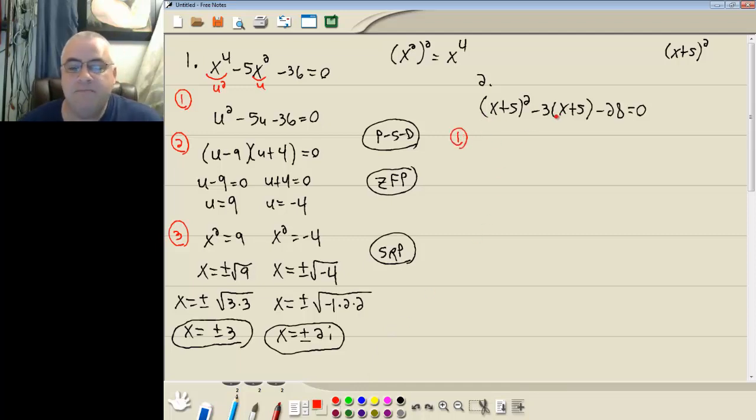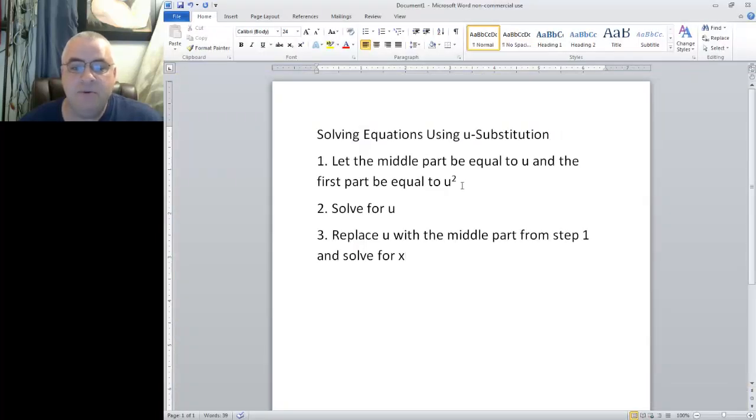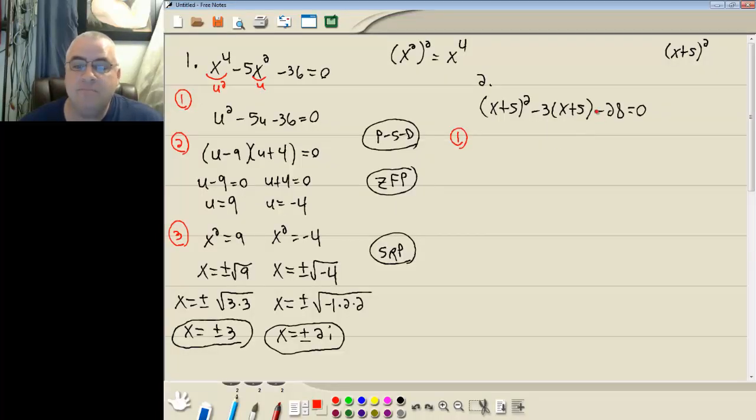So first step, let the middle part be equal to u and the first part be equal to u squared. So here's my middle part. This time it's a binomial. This will be u. Again, it never includes a number in front, the coefficient. And this first part's going to be our u squared. So we're going to rewrite this. This becomes u² - 3u - 28 = 0.